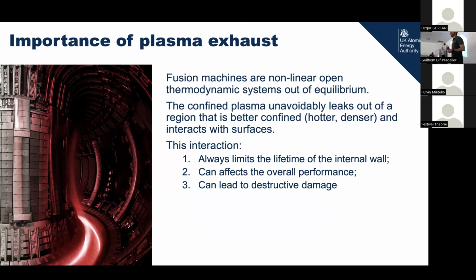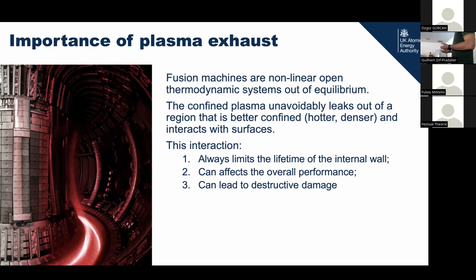And fusion machines are fundamentally nonlinear open thermodynamic systems out of equilibrium, which sounds very cool, and it actually is. But what that means, considering the fact that they are open systems, is that they leak. We try to confine our plasma to make it hot and dense, because that's what we need to do in order to get efficient fusion reactions. But unavoidably, we also have energy and particles that are leaking out from the well-confined region. And this has a number of effects, because the stellar temperature of the plasma meets the earthly environment of the walls of the machine.